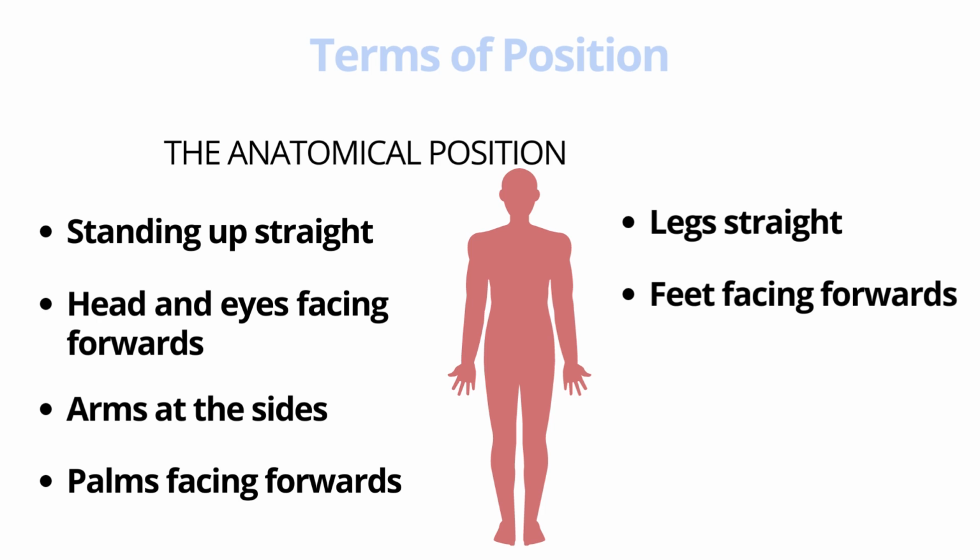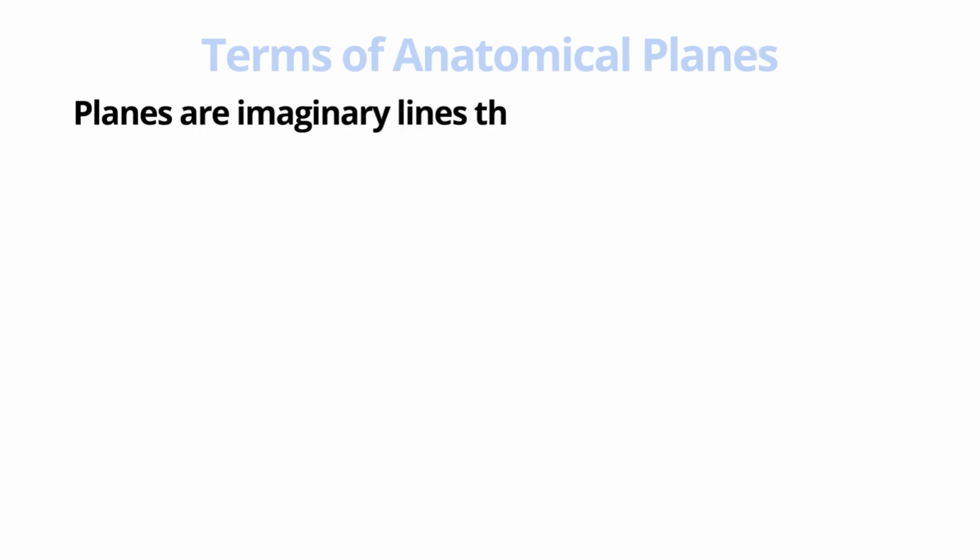Now let's have a look at anatomical planes. Planes are imaginary lines that pass through the body. There are 4 planes in total, of which we will discuss in turn now.